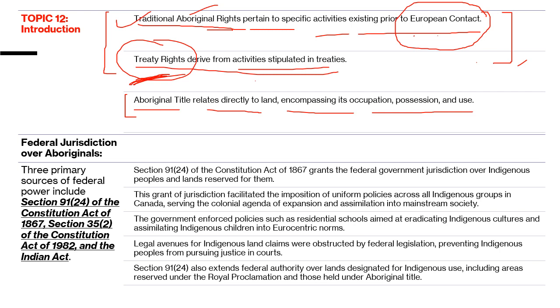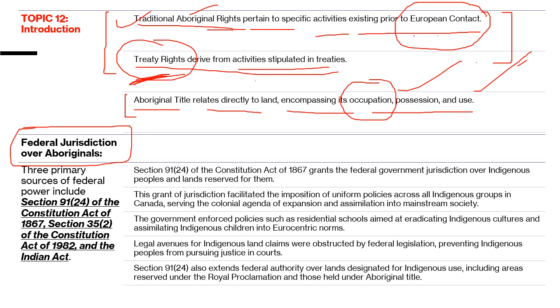Then thirdly, aboriginal title. These three things are in question, and they relate directly to the land. So land means what occupations aboriginal people are allowed to do, then possession and usage. Now, federal jurisdiction over aboriginals. Firstly, we'll be talking about this. So who controls right now in today's world?